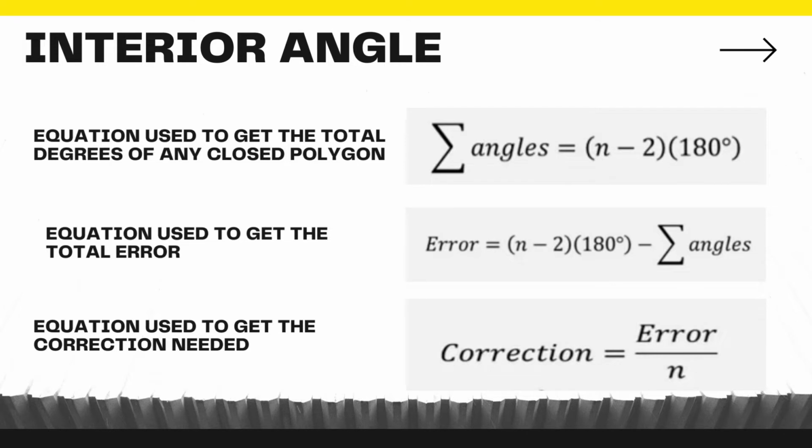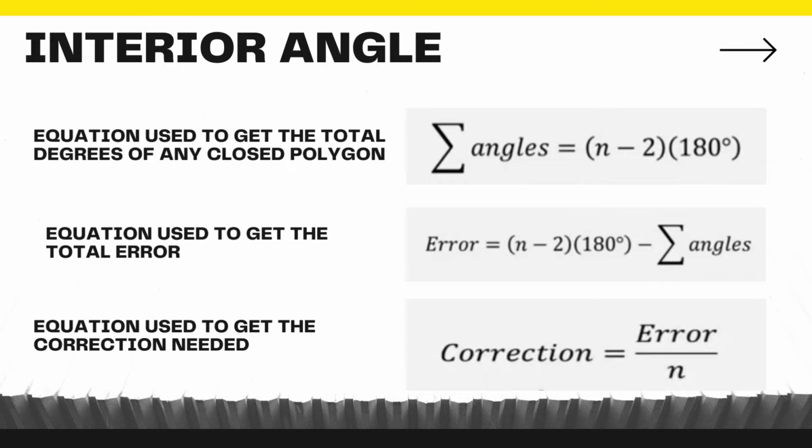Our first equation here is used to get the total degrees of any closed polygon. The summation of all angles is equal to n, where n is the total number of knots or angles inside the polygon, minus 2 times 180 degrees.